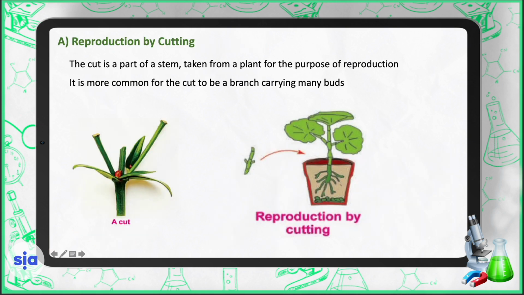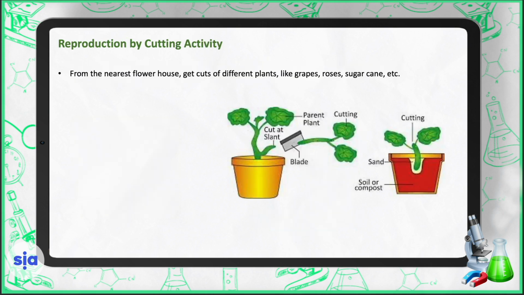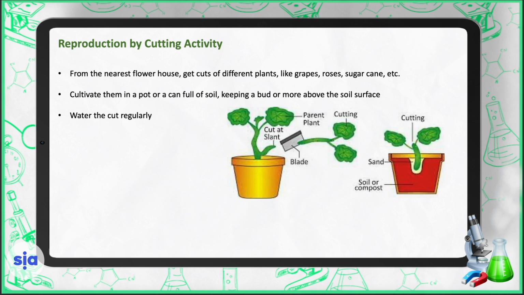Reproduction by cutting. The cut is a part of a stem taken from a plant for the purpose of reproduction. It is more common for the cut to be a branch carrying many buds. From the nearest flower house, get cuts of different plants like grapes, roses, sugar cane. Cultivate them in a pot or a can full of soil, keeping a bud or more above the soil surface. Water the cut regularly.